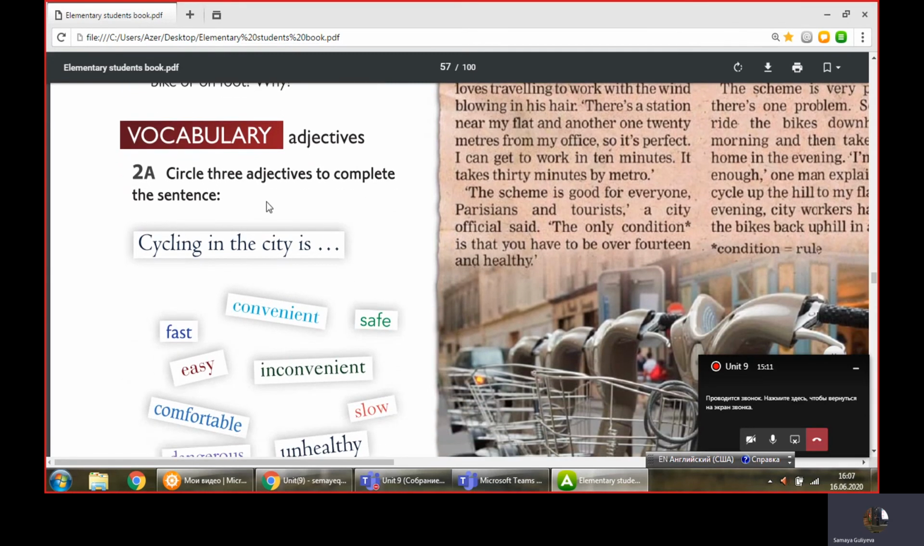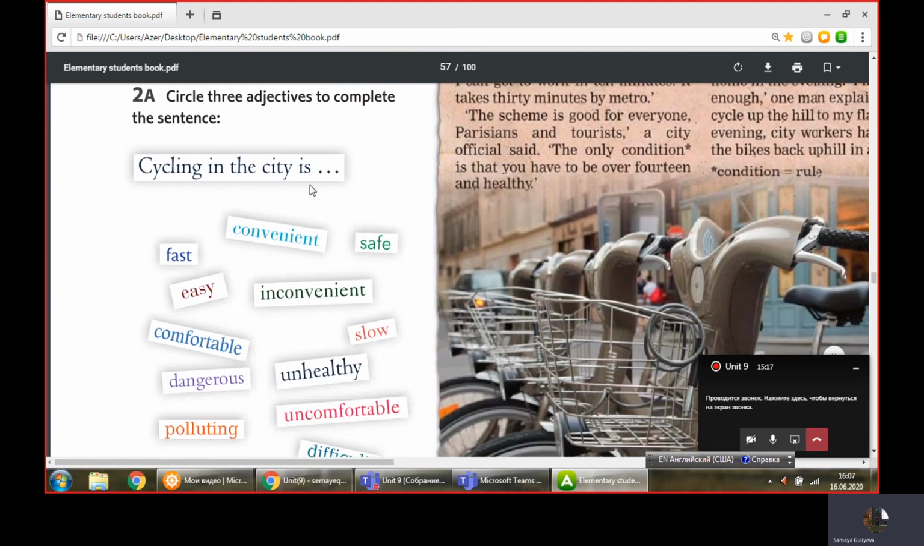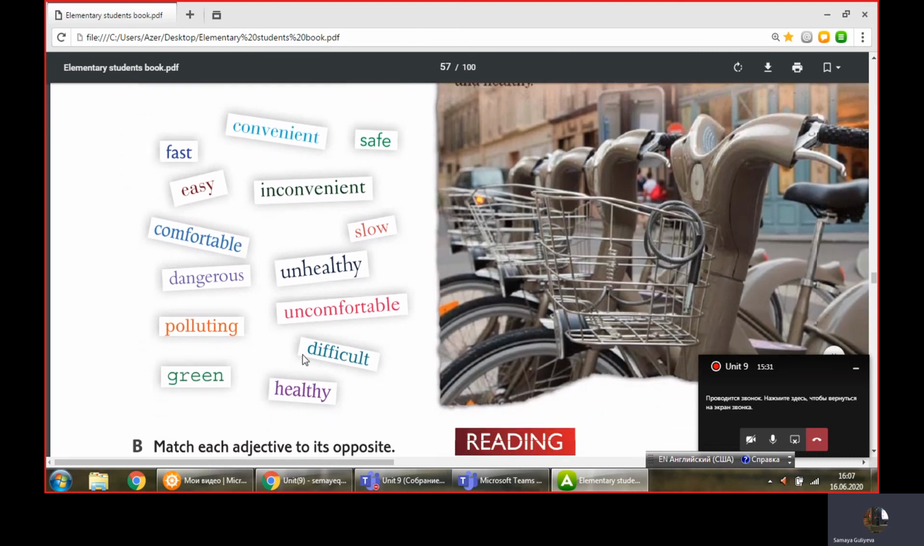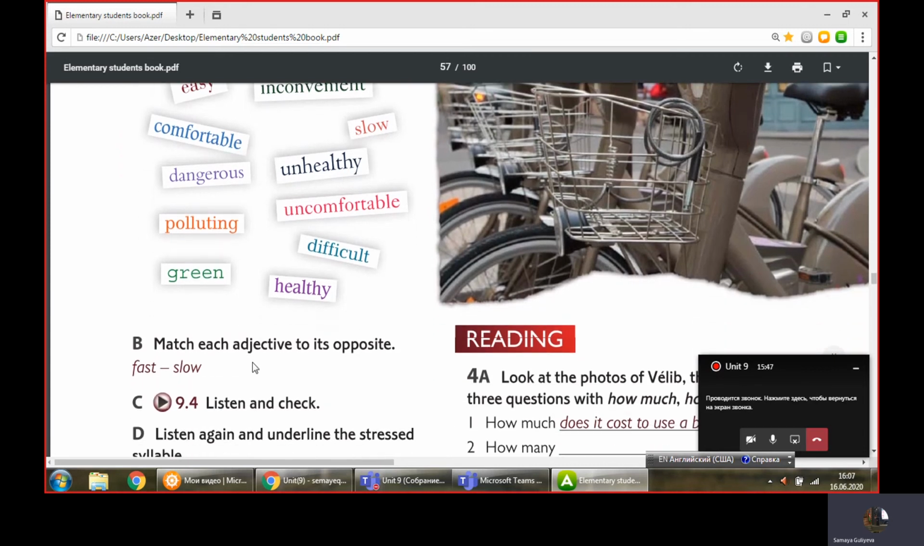Adjectives. Choose adjectives to complete the sentence. Cycling in the city is maybe fast, maybe comfortable, maybe difficult, or healthy. And we have lots of adjectives here: fast, easy, comfortable, dangerous, polluting, green, convenient, safe, inconvenient, slow, unhealthy, uncomfortable, difficult, and healthy. So match each adjective to its opposite.